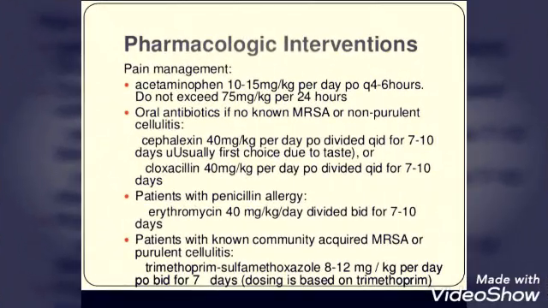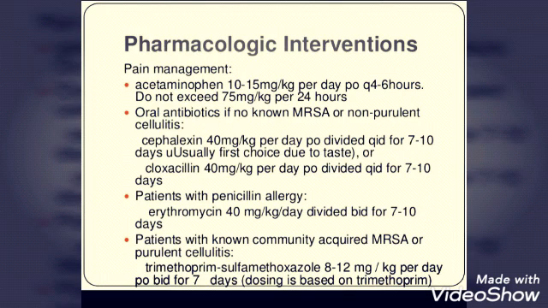So in pain management, we'll be giving acetaminophen 10 to 15 gram per kg per day according to the patient's body weight. Then oral antibiotics if no known MRSA or non-purulent cellulitis, and the patient is not having MRSA. I have already told you MRSA is a condition where the body gets resistant to antibiotics. If there is no MRSA, then you can give oral antibiotics like cefalexin, cloxacillin.